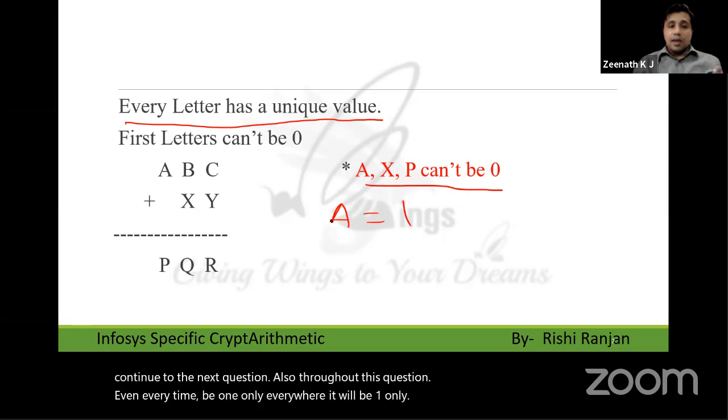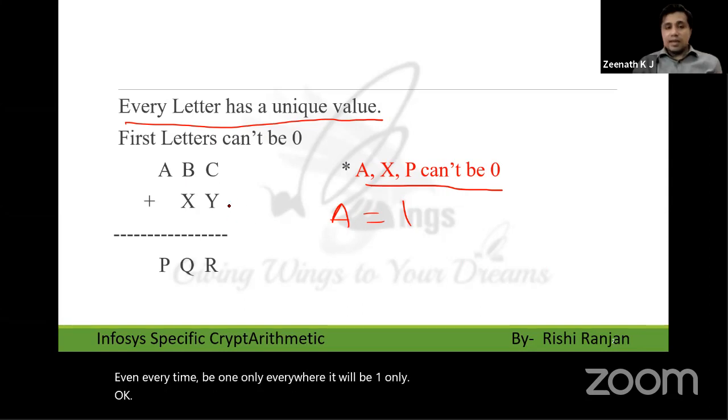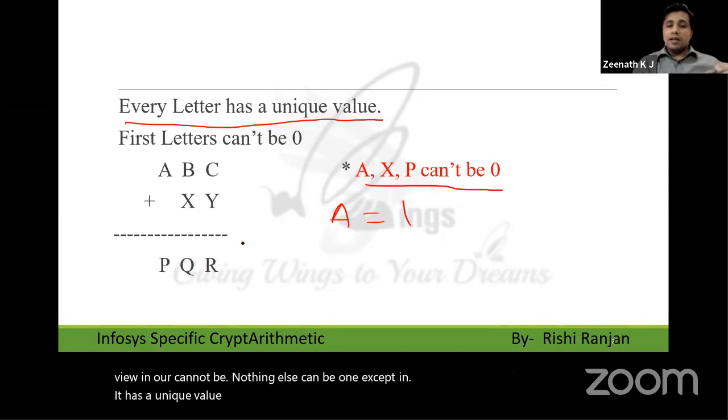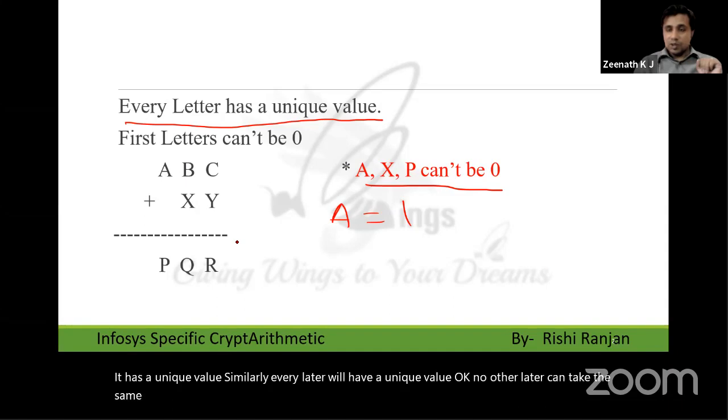And B cannot be 1, C cannot be 1, X cannot be 1, Y cannot be 1, P cannot be 1, Q cannot be 1, R cannot be 1. Nothing else can be 1 except A. A has a unique value. Similarly, every letter will have a unique value. No other letter can take the same value.